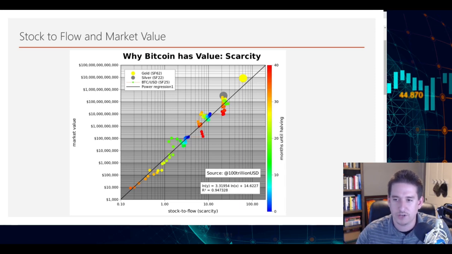So every 4 years, the amount of newly produced Bitcoin gets cut in half, and we'll go over that in a minute. But if you look at this here, he basically plotted a graph of the market value, and then he has gold and silver on here, as well as Bitcoin on this linear regression, and the stock to flow, which is the scarcity. And you can see here that the price of Bitcoin linearly regressed really matches its own stock to flow. And what's interesting is silver and gold also fit along the same graph.